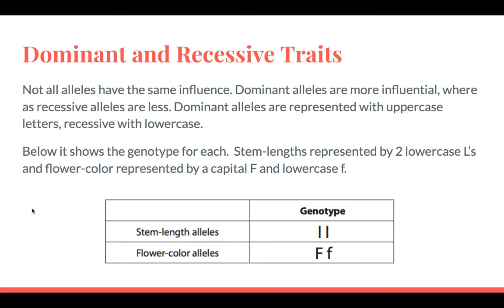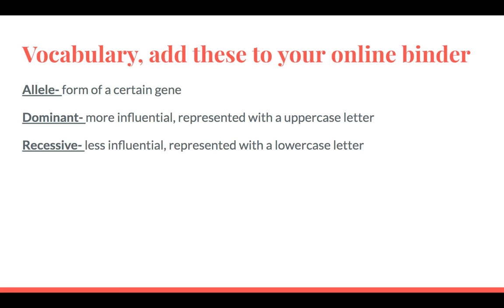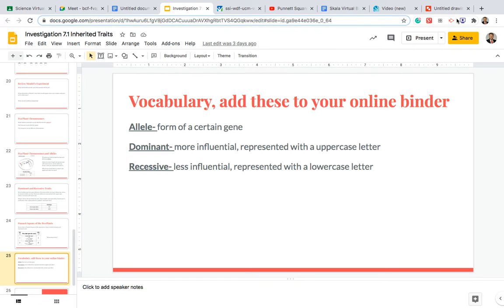Below shows the genotype for each. Stem length is represented by two lowercase l's, and the flower color is represented by a capital F and a lowercase f. We're going to be using these to do our Punnett squares. Keep in mind the recessive and dominant genes. So, we're going to watch this quick video.